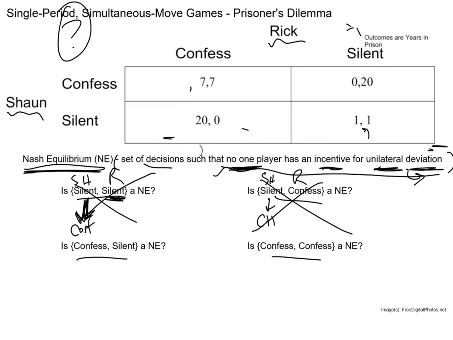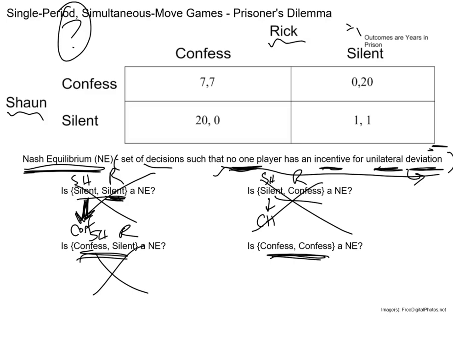And by similar logic, but we can go ahead and fill it out, if we consider Sean confessing and Rick remaining silent, that's my upper right. Would Sean want to change his decision? No, he wouldn't. Sean wouldn't want to unilaterally deviate from that outcome, but Rick sure would. If Rick wants to, I cross it off the list. So we've got one left. Maybe it's a Nash equilibrium, maybe it's not.